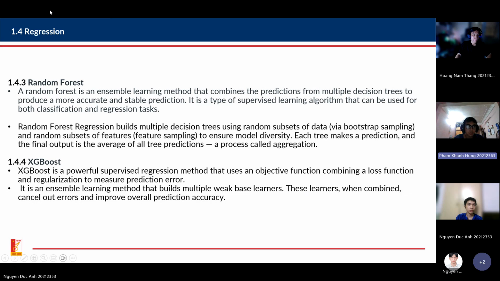XGBoost is a powerful supervised regression method that uses an objective function combining a loss function and regularization to measure prediction error. It is an ensemble learning method that builds multiple weak base learners. These learners, when combined, cancel out errors and improve overall prediction accuracy.